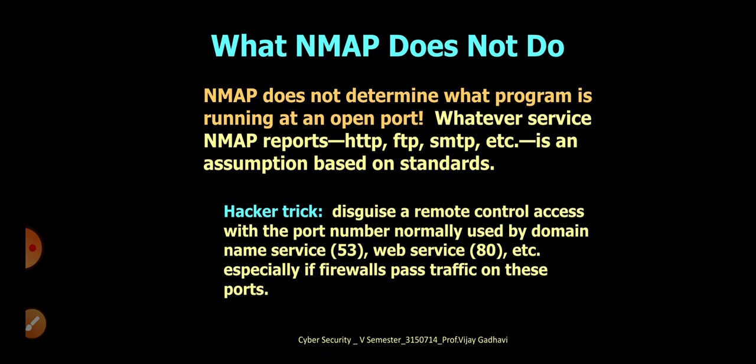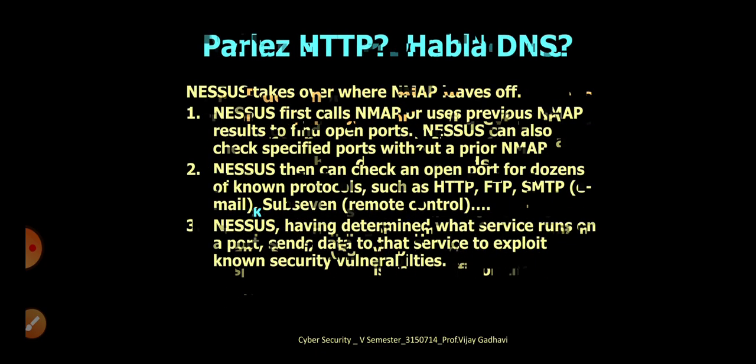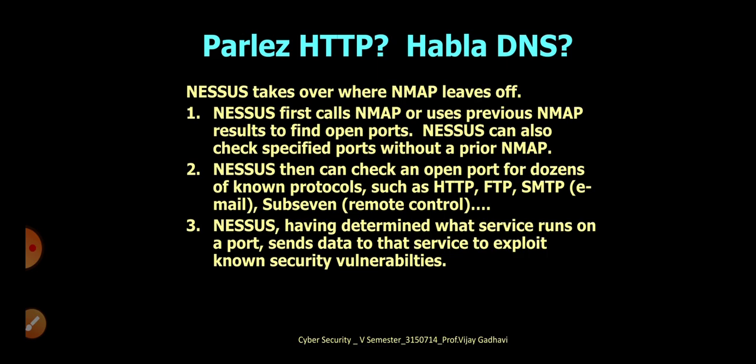The hackers' trick is to describe remote control access with the port number normally used by domain name service, web service, etc., especially if a firewall passes traffic on these ports. Then it speaks HTTP, it speaks DNS. This is an important security concern for the NMAP tool.